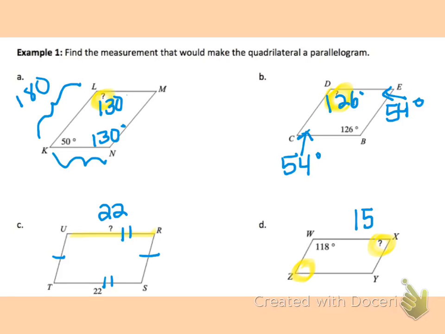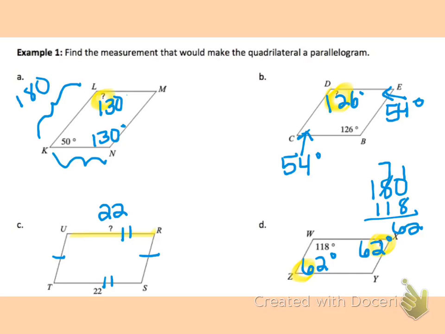Oh, that's wrong too. That's not even right. I'm so sorry. Oh my goodness, that was terrible. Let's try that again. 180 minus 118 is 62. That's what I was trying to say. Not 162. 62 and 62 degrees.